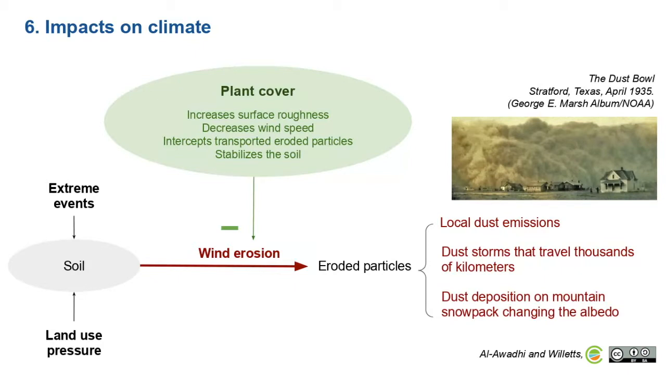And these eroded particles could lead to local dust emissions, but also dust storms that can travel thousands of kilometers. And they can then deposit on mountain snowpack. So this will change the albedo by decreasing it, and then there will be less radiation sent back to space. So it means that it can lead to a warming of the surface. So vegetation can have an effect on the emissions.